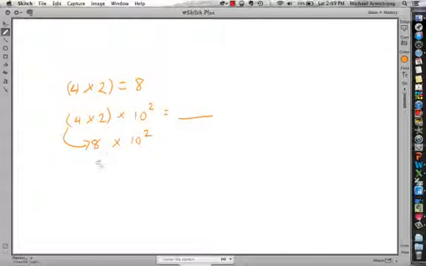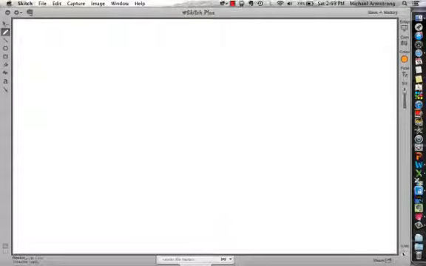Well, 8 times 10 to the second power is 8 times 10 times 10, which is 8 times 100, which is equal to 800. Notice when we multiply by powers of 10, the pattern just shows the exponent is a 2, and we have 2 zeros in our answer. So try one more. What happens if we get the same one? 4 times 2. This time it's times 10 to the third power.